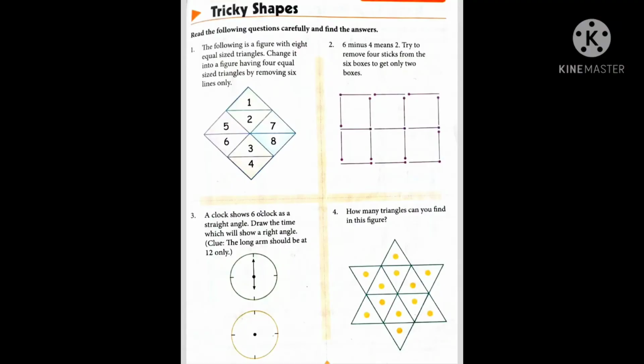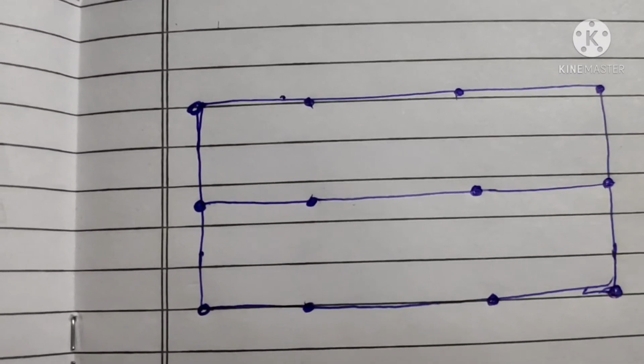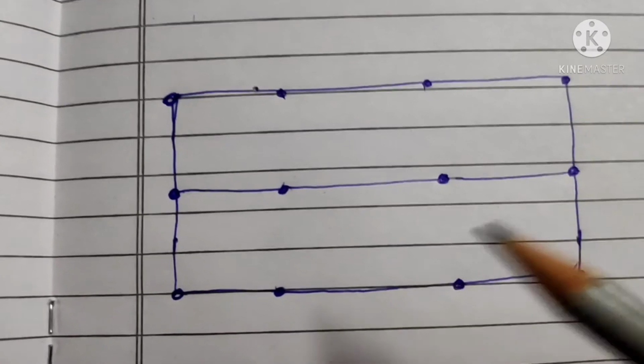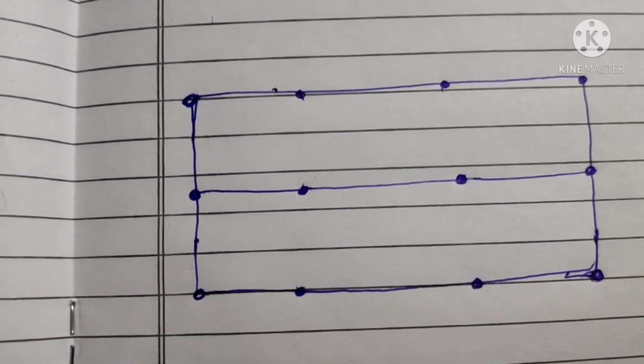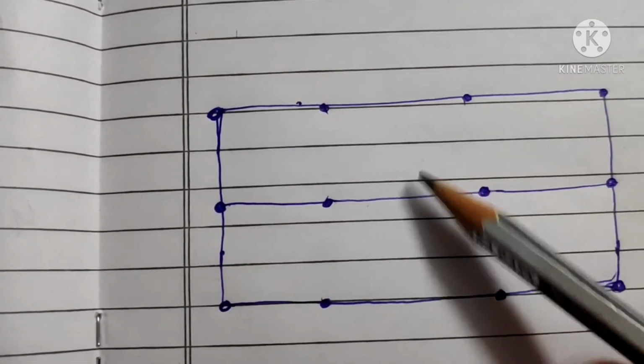See the second question. 6 minus 4 means 2. मतलब 6 में से 4 माइनस करें तो 2 आता है. So try to remove 4 sticks from the 6 boxes to get only 2 boxes. In the second question, we have to remove 4 sticks to get 2 boxes only. So these are the 2 boxes.